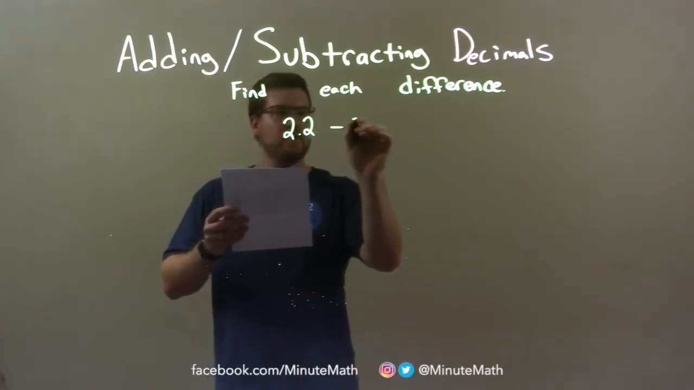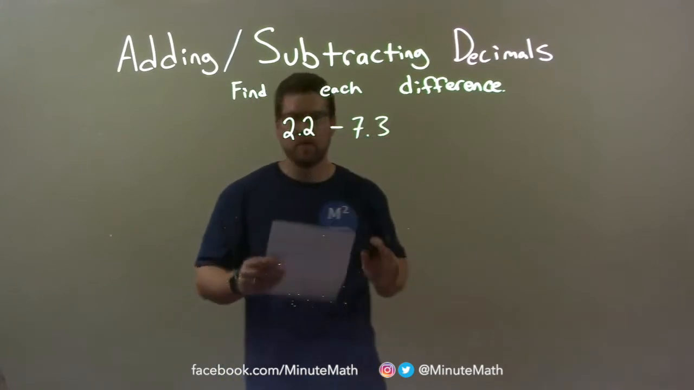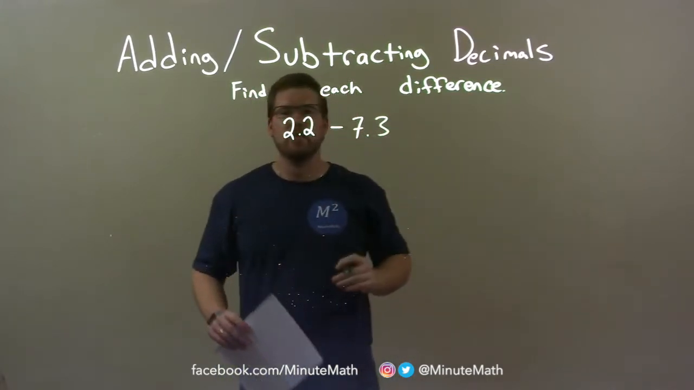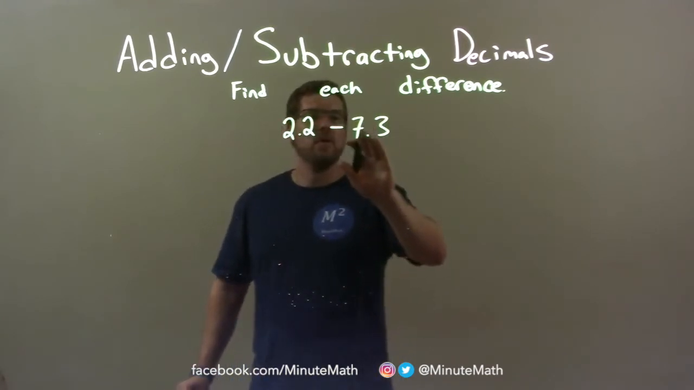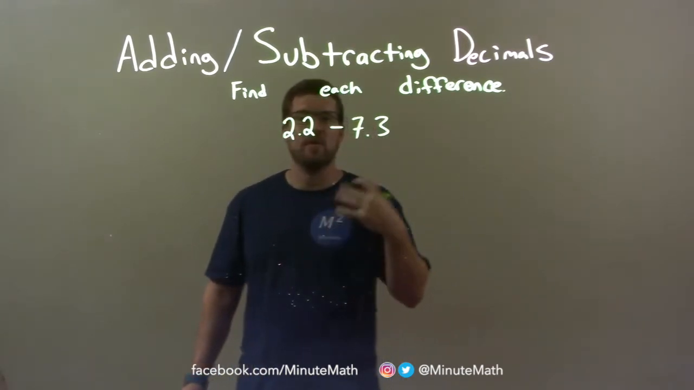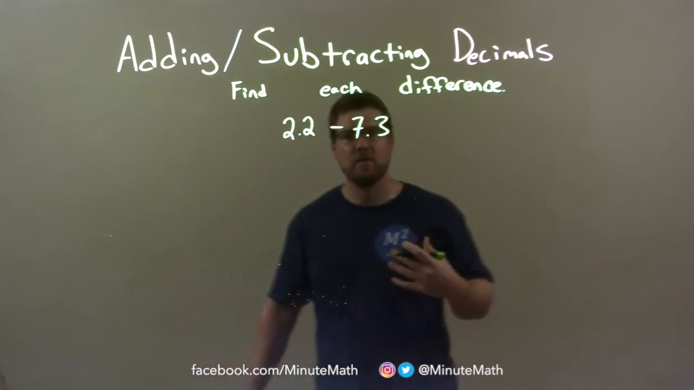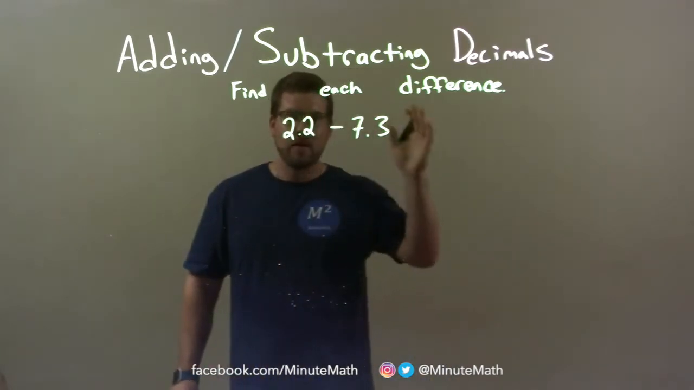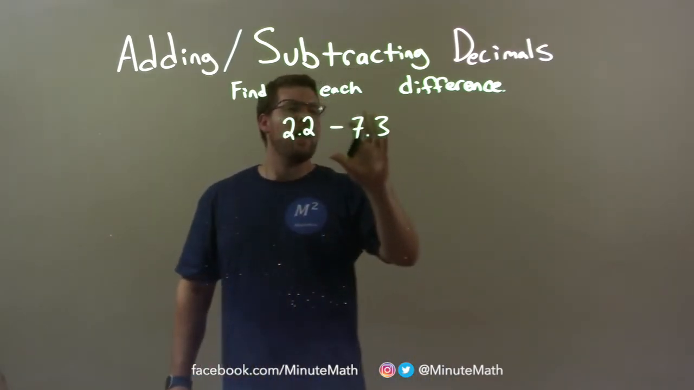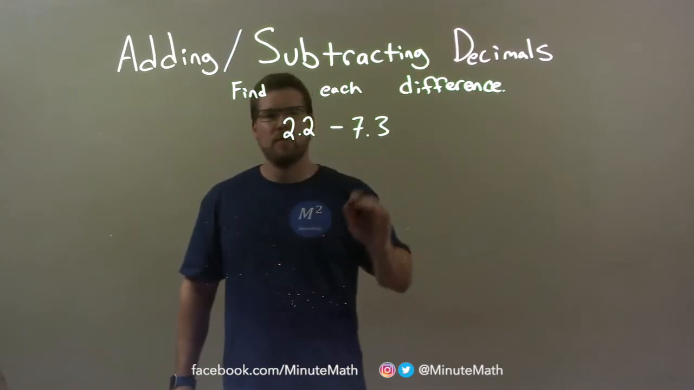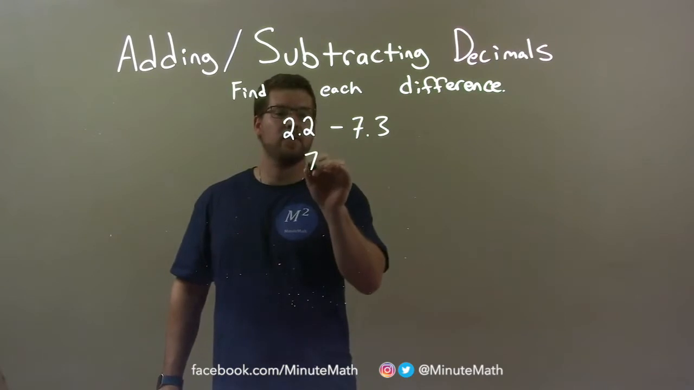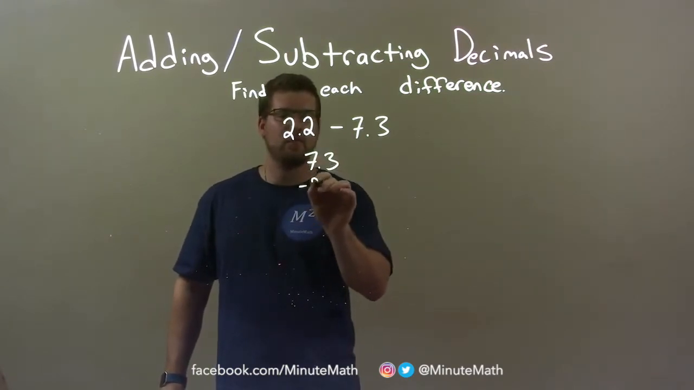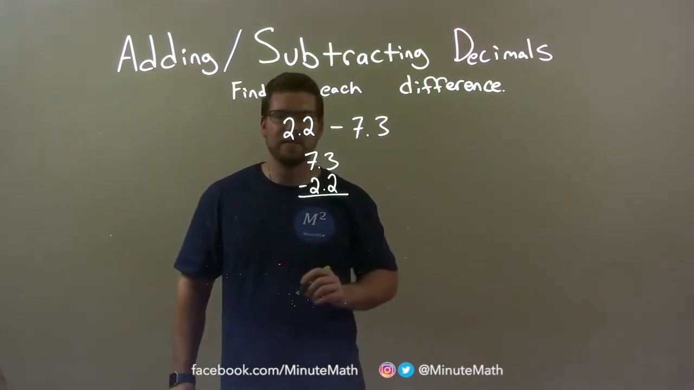2.2 minus 7.3. Okay, 2.2 minus 7.3 right there. Well, I know when I find this difference, 7.3 is larger than 2.2, so my final answer is going to be negative, okay? So knowing that the final answer has to be negative, I'm just going to find the difference between these two numbers. 7.3 is going to be larger. It's a larger number, right? So we're going to put that first. So we have 7.3, and we're going to subtract 2.2 from that, okay?